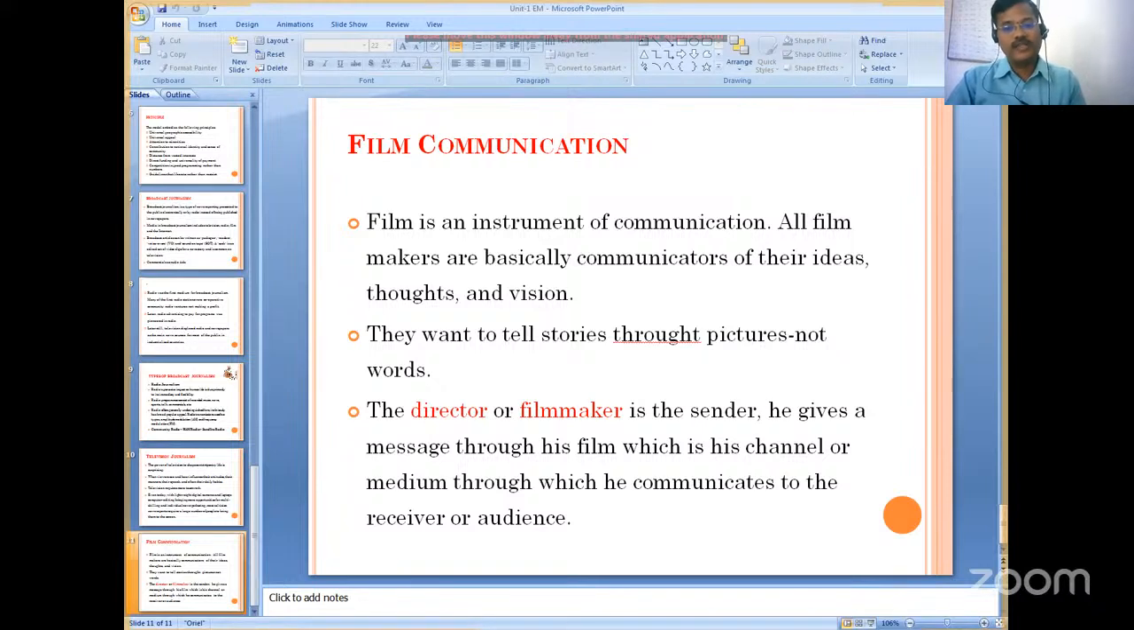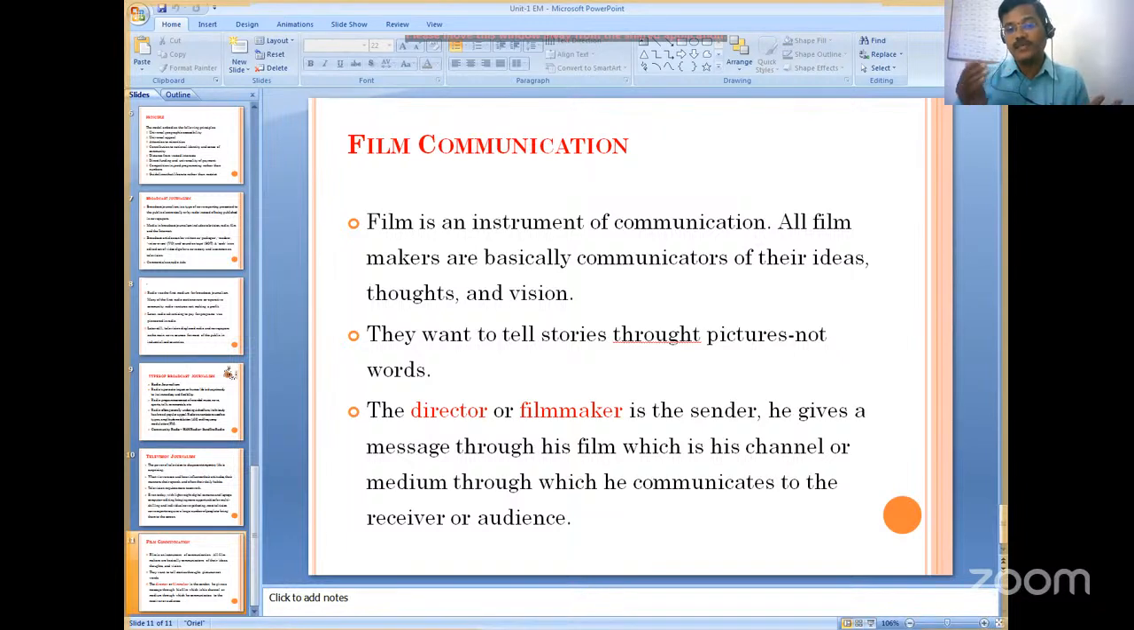They want to tell stories through pictures, not words. They creatively convert their ideas and feelings into moving images so that the whole world can see what they have in their mind. Through these pictures, they communicate to the masses. So film is a mass communication, but not journalism.